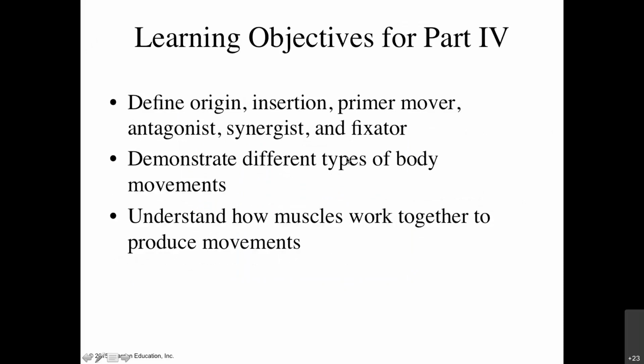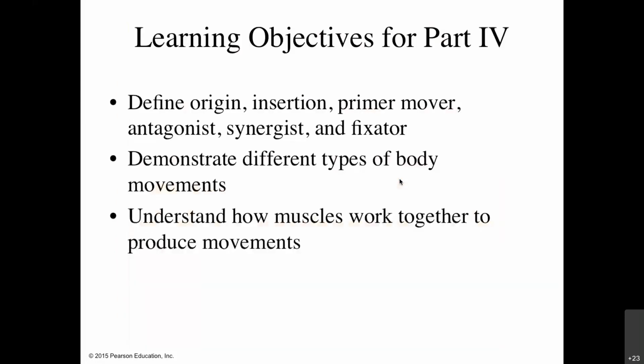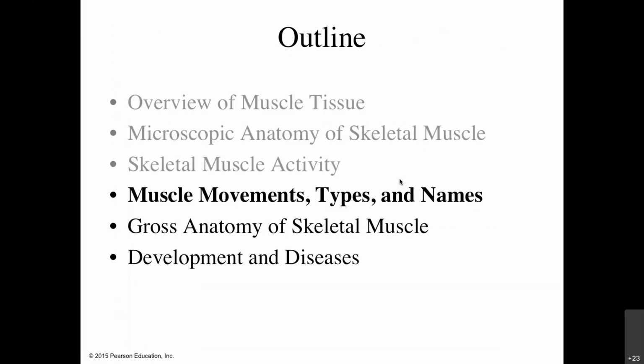Okay, the learning objectives for this part. We're going to define origin, insertion, prime mover, antagonist, synergist, and fixator. We're going to demonstrate different types of body movements. We're going to understand how muscles work together to make some of those movements. So these are the 5 golden rules of muscle activity. Now, where we left off last time, let's review what we've already talked about.